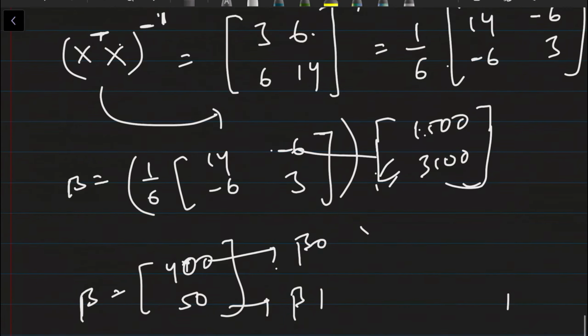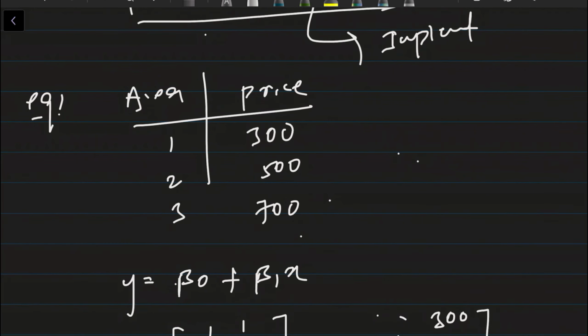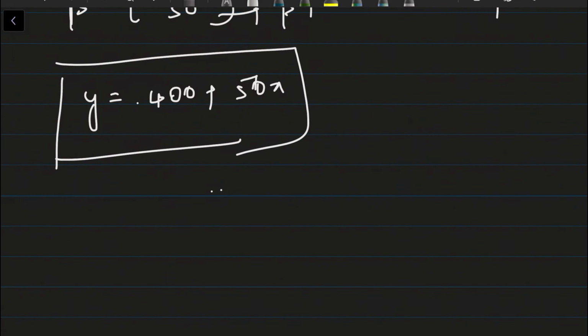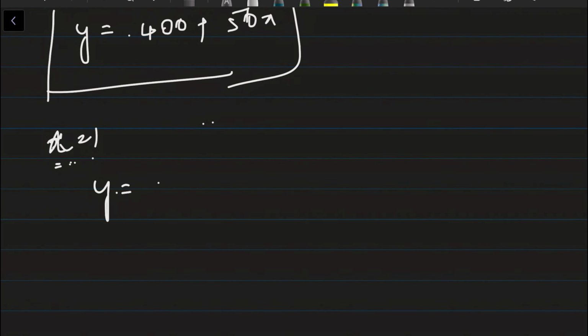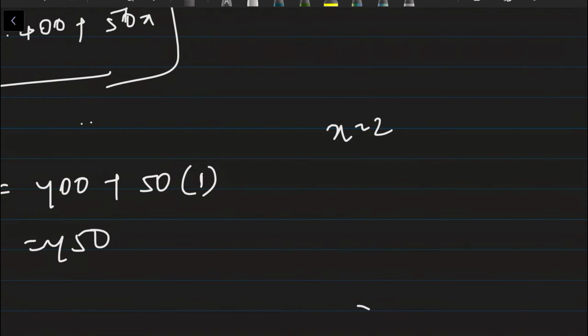So let us substitute the formula here. For x equal to 1, y equal to 400 plus 50 into 1, that is 450. For x equal to 2, 400 plus 100 equal to 500.